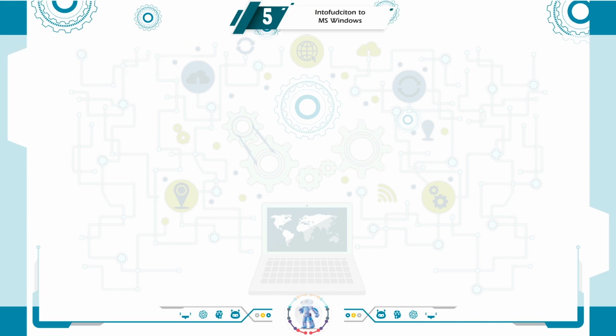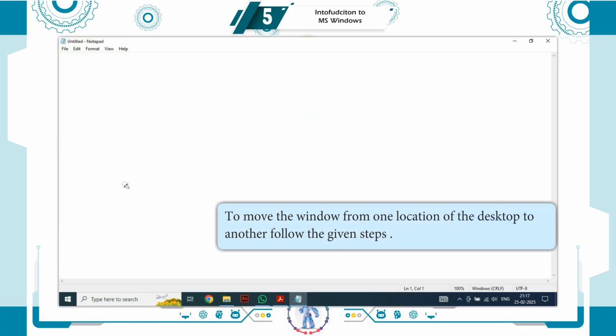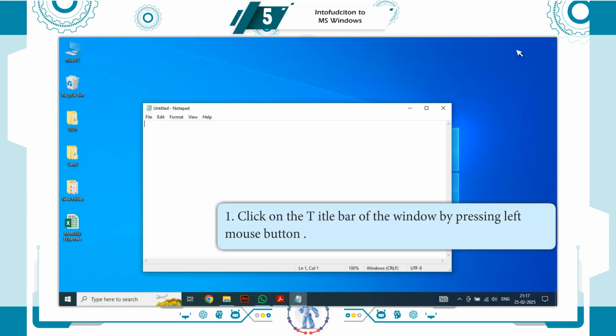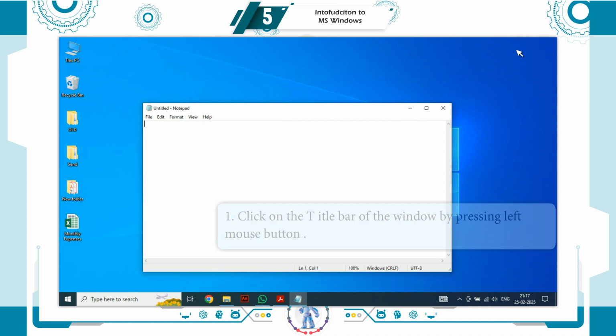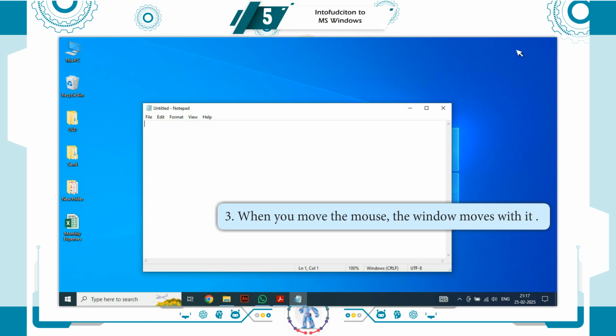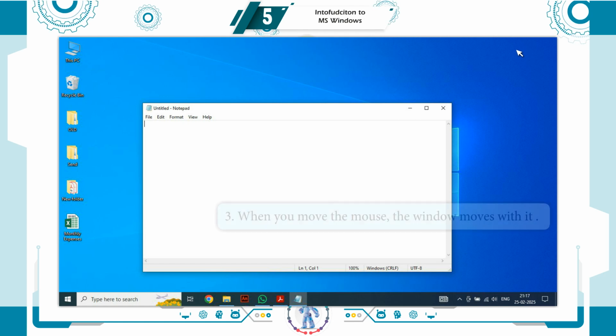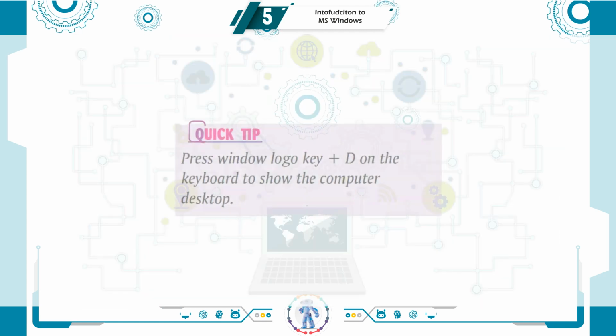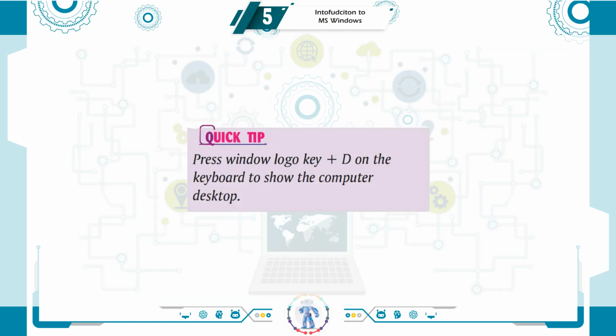Moving a window. To move the window from one location of the desktop to another, follow the given steps. 1. Click on the title bar of the window by pressing the left mouse button. 2. Hold the button. 3. When you move the mouse, the window moves with it. 4. To drop the window, release the mouse button. Quick tip. Press Window logo key plus D on the keyboard to show the computer desktop.